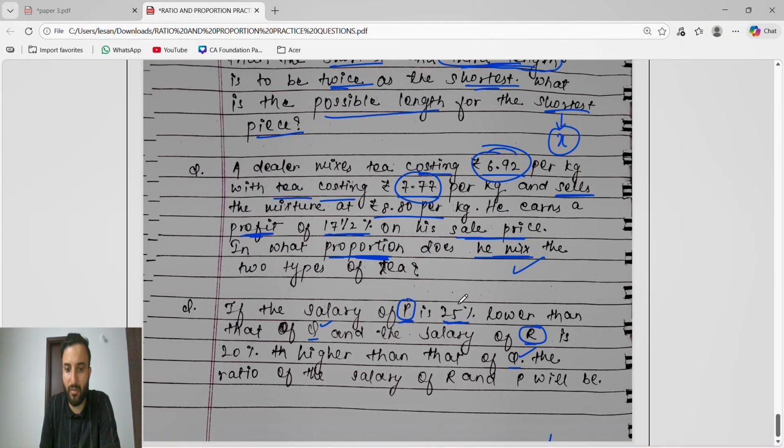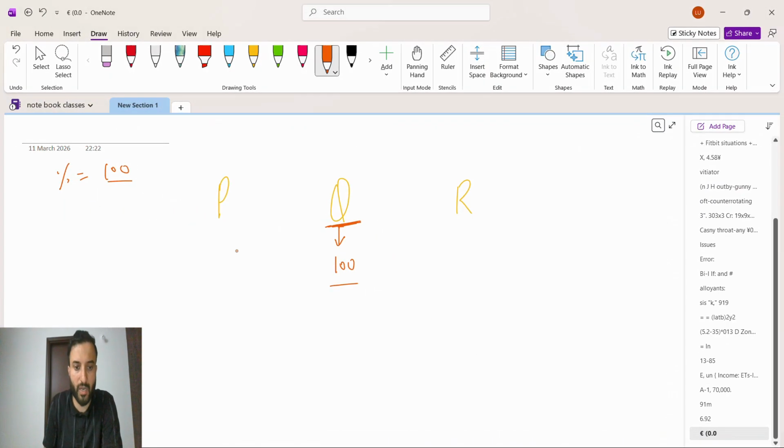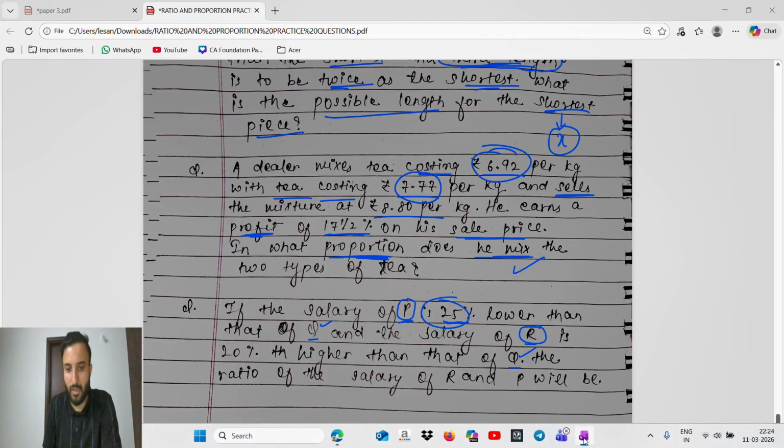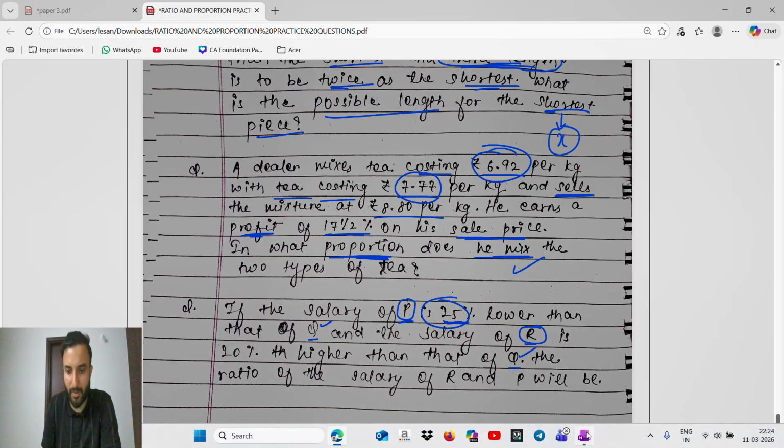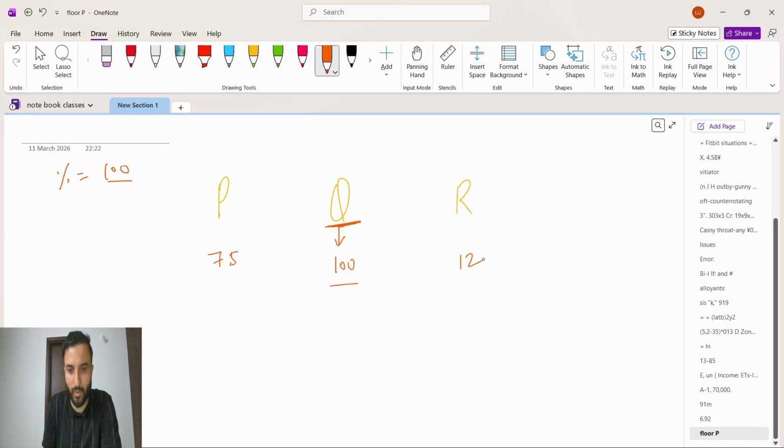The salary of P is 25% lower than that of Q. So Q is 100, 100 minus 25, 75 is P. Then the salary of R is 20% higher than that of Q. 20% higher means 100 plus 20, 120.